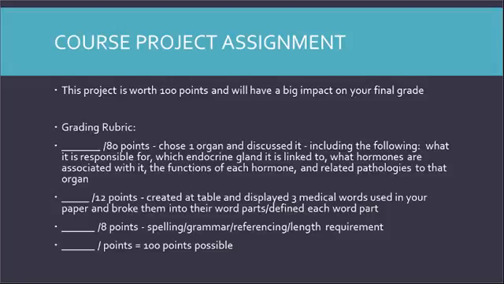Break them into their word parts, and then define each of those word parts. The remaining 8 points of that 100 points that are possible is going to be spelling, grammar, referencing, and the length requirement. Don't forget to list your references. That alone will cost you a lot of that 8 points.